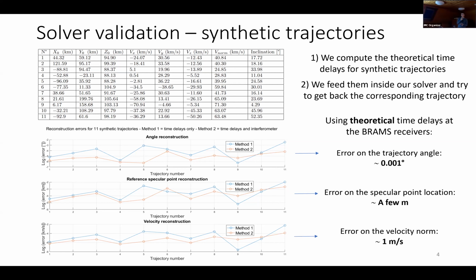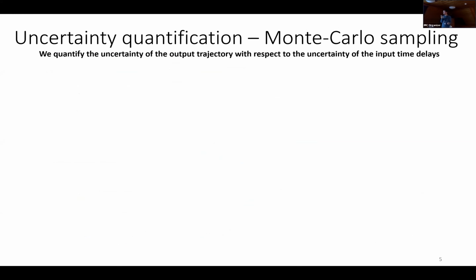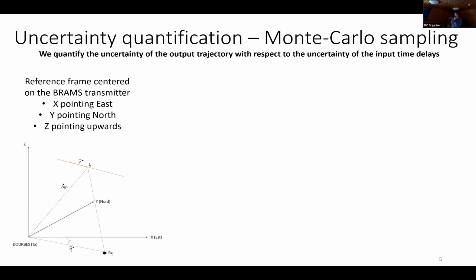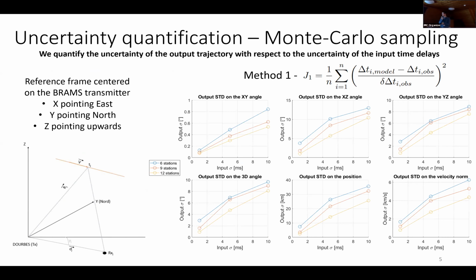But in practice, we will never have access to the theoretical time delays. In practice, we have radio signals, and so we'll have some uncertainties. So we need to characterize that: how much will that impact the reconstruction, knowing that we have no perfect knowledge of the time delays. To do so, I ran an uncertainty quantification campaign, which is based on Monte Carlo sampling. I introduced the reference frame we are using. We are centered on our transmitter, and the XY plane is the horizontal one. And here are the results.